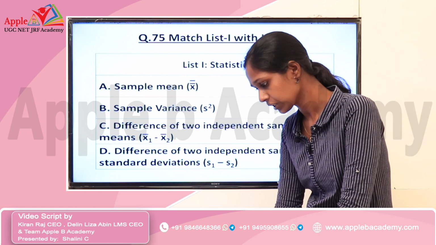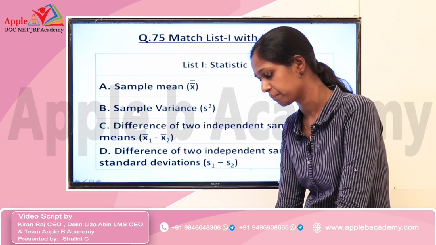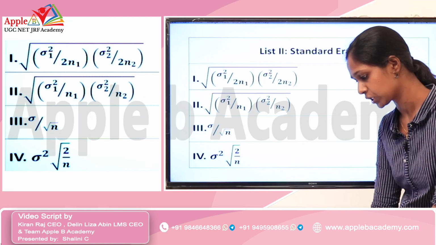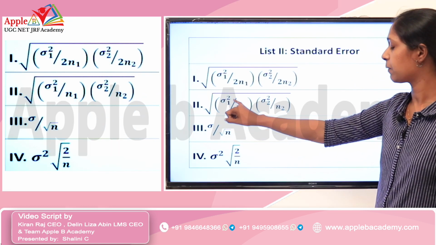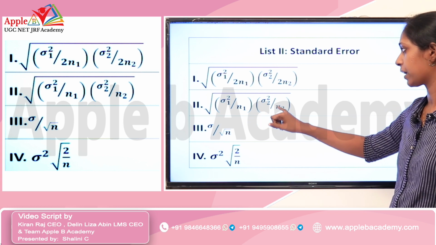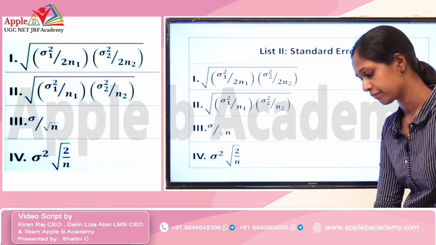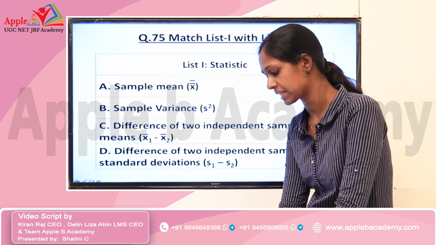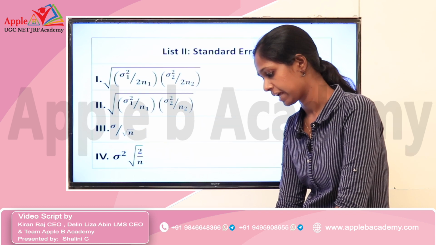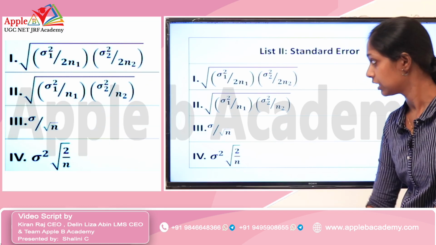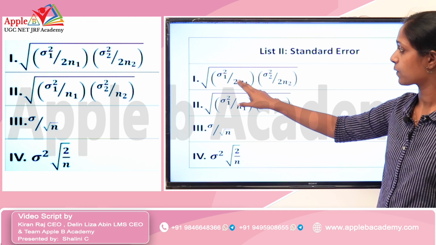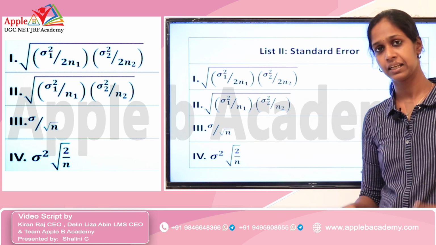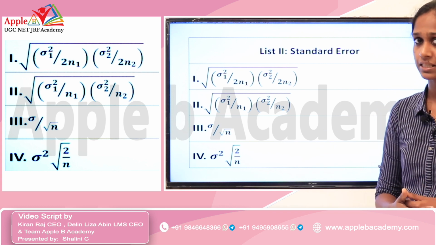Now, difference of two independent sample means, C, which will be 2, option 2. What is option 2? Root of sigma 1 square by n1 plus sigma 2 square by n2. And finally, the difference of two independent sample standard deviations S1 minus S2, that would be option 1, root of sigma 1 square by 2n1 plus sigma 2 square by 2n2. So this is basically the match of standard error with respect to their statistic.